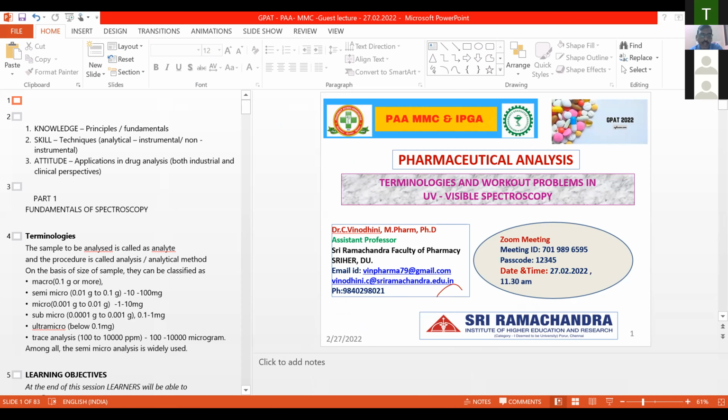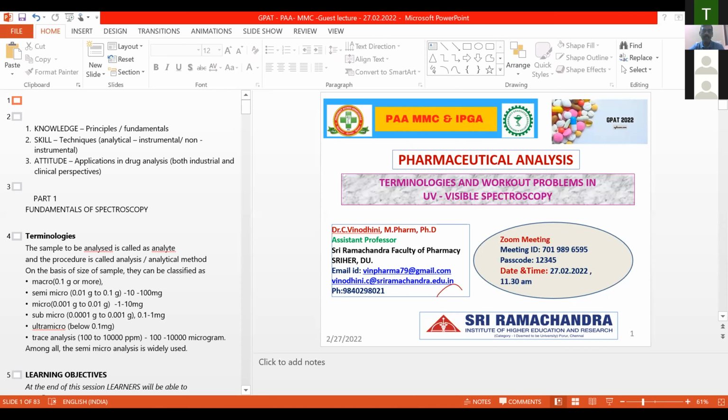The topic of discussion is terminologies and workout problems in UV visible spectroscopy. So dear learners, you all can agree that any course, irrespective of engineering or pharmacy or any subject, irrespective of pharmaceutical analysis or pharmacology, generally we have to depend upon 3 domains of learning. What are those 3 domains of learning? Number 1 is knowledge. Knowledge is nothing but the student should explore the basic concepts and fundamentals of any analytical technique or any basic concepts related to the subject concerned.